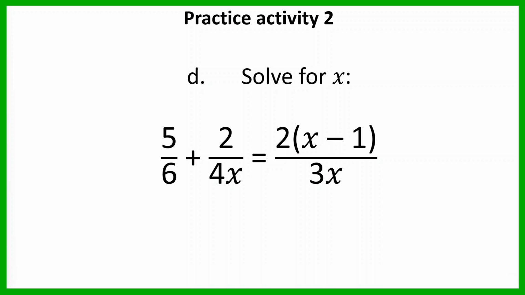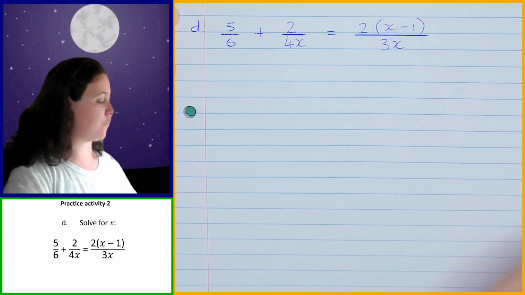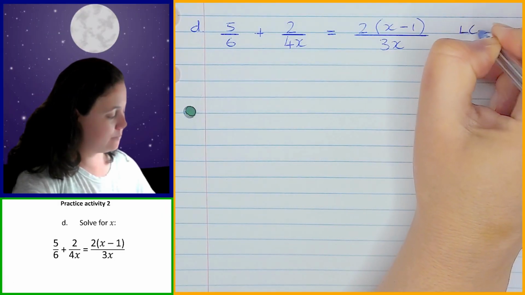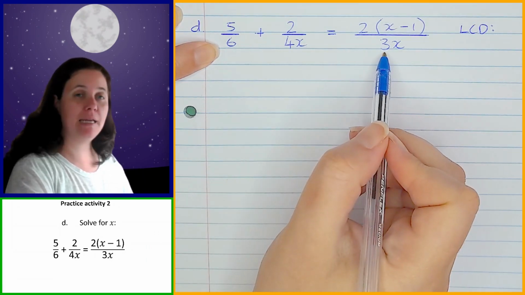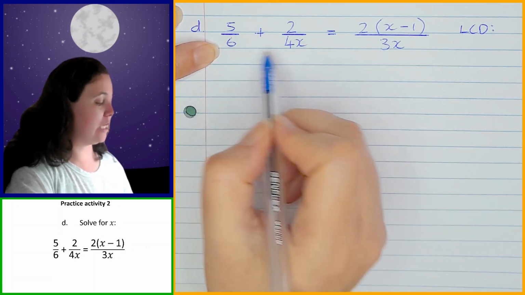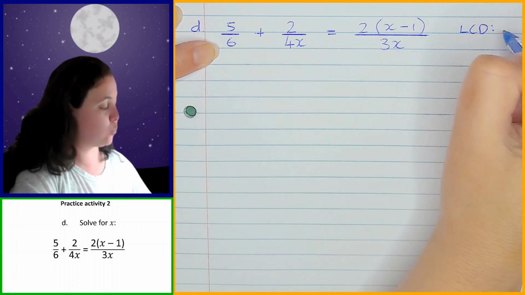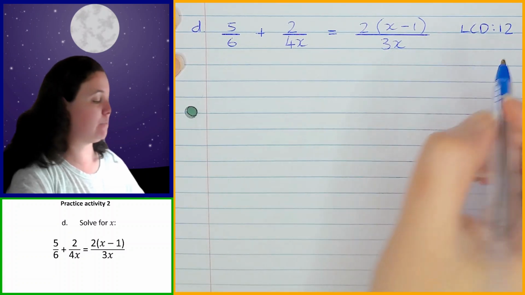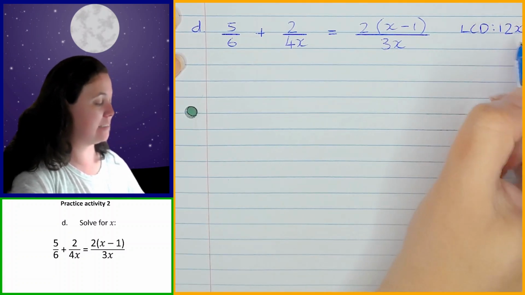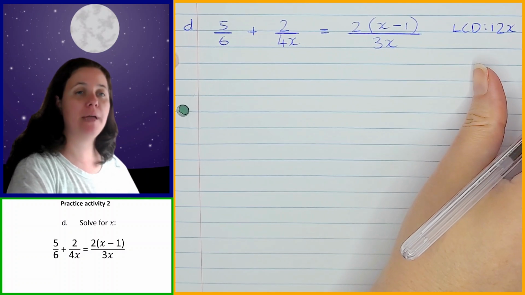Okay, so let's go through that question. So first, my LCD, I've got 6 and 4 and 3 for the numbers in my denominators. The LCD for the 6 and the 4 and the 3 would be 12. And then I also have x over here and x over there, so my LCD also needs to have x in it. Okay, so my LCD is 12x.